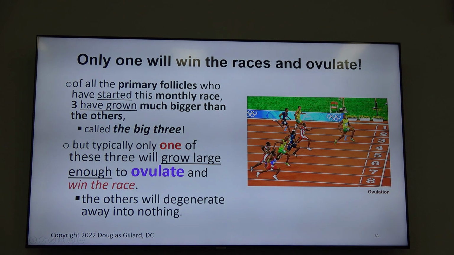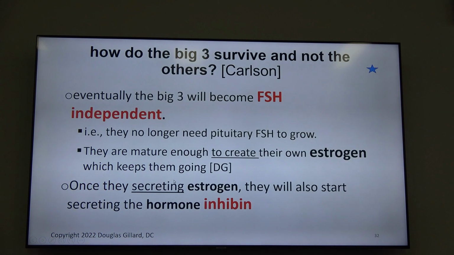But anyway, one will pull away from the pack. What I mean by that is they're not physically racing. Their follicles grow in size. So one of them is going to grow bigger than all the other ones. And the one that grows bigger, kind of spoiler alert, is going to be the one that's going to ovulate. The other ones are going to degenerate away.